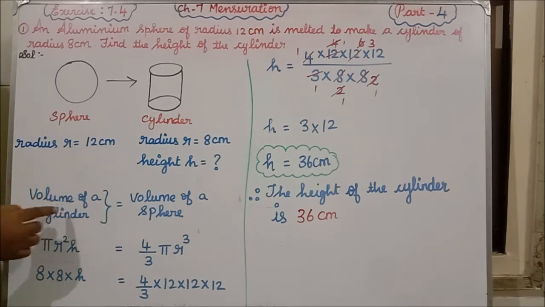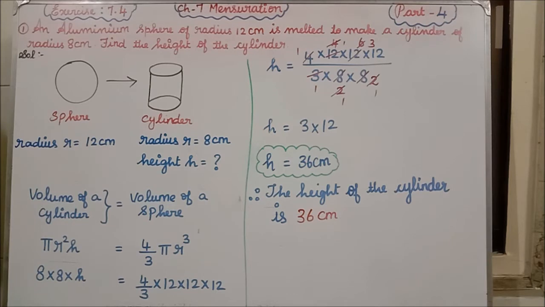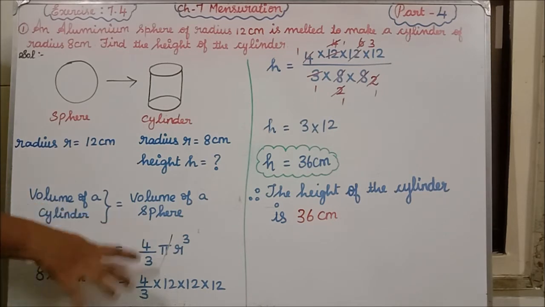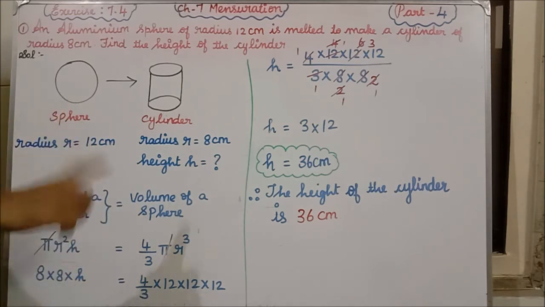Volume of a cylinder formula is what? Pi r square h. Volume of a sphere formula is what? 4 by 3 pi r cube. Clear? Now, for cylinder, we know the radius is what? 8. Since we are having r square, I have written 8 into 8. Then here we are having one pi on both sides; this pi and this pi I am cancelling, so I have not written the pi here. Can you able to understand? Yes. Height of the cylinder I don't know, so I am keeping height as such. 4 by 3. Radius of the sphere is what? 12. So, 12 into 12 into 12.